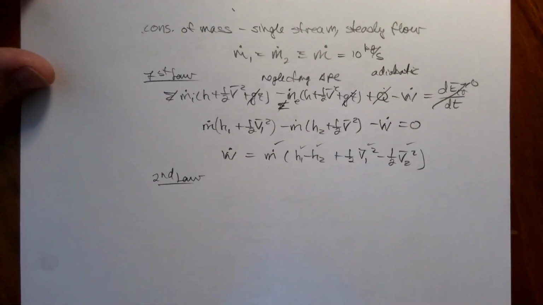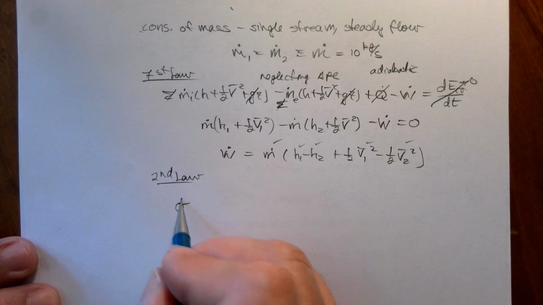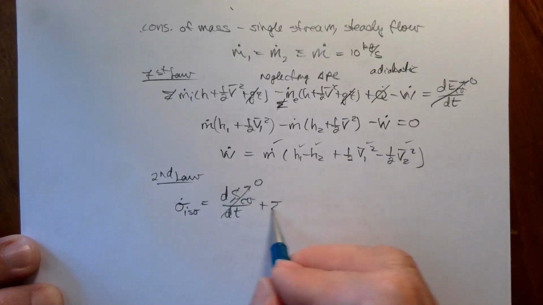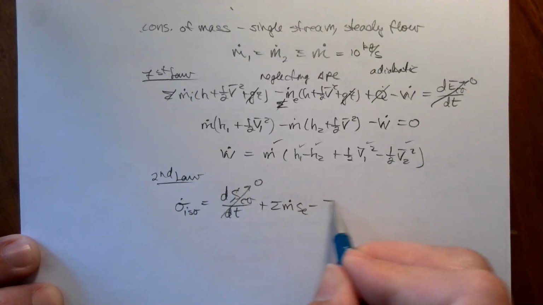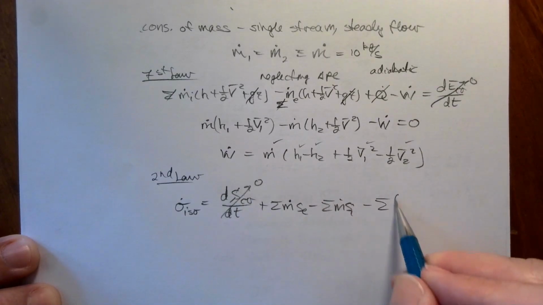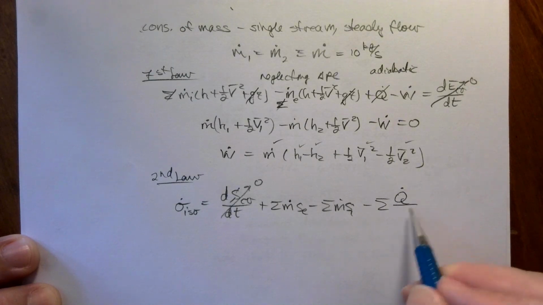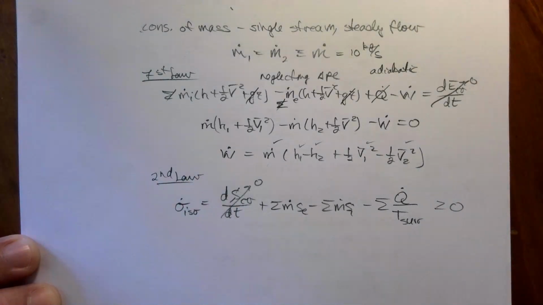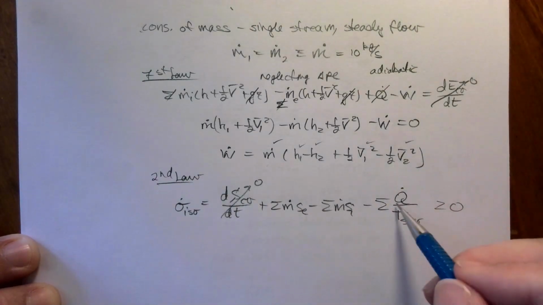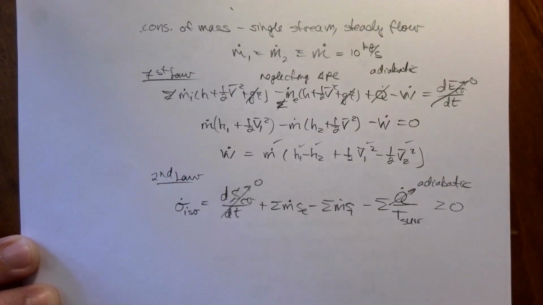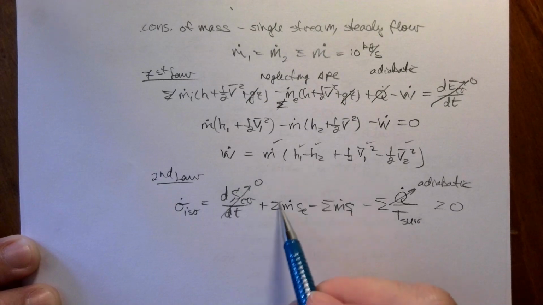Okay, for the second law, we're going to write sigma dot isolated equals ds control volume dt, which is zero in steady state, plus the summation of m dot s exit minus the summation of m dot s in, minus the summation of q dot over T surroundings. So that's got to be greater than or equal to 0. It's adiabatic, so that's gone. I don't need to know the temperature of the surroundings for this one.